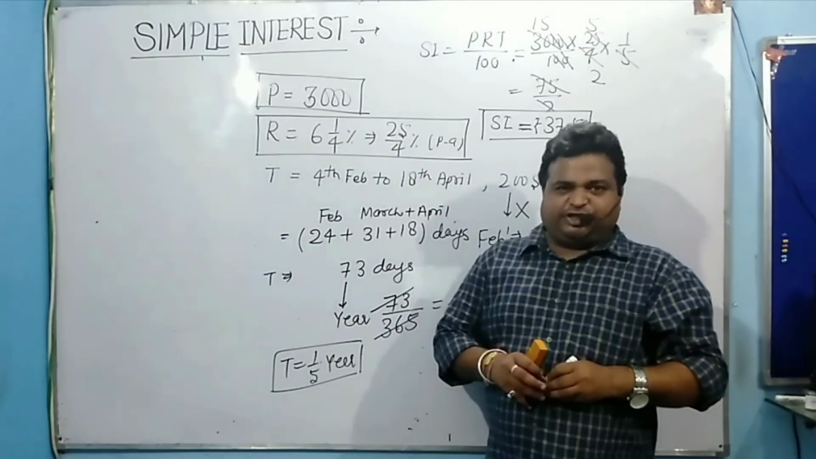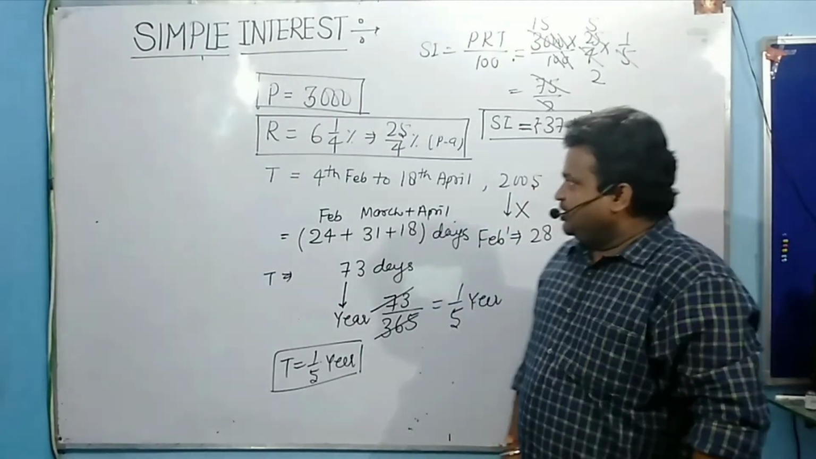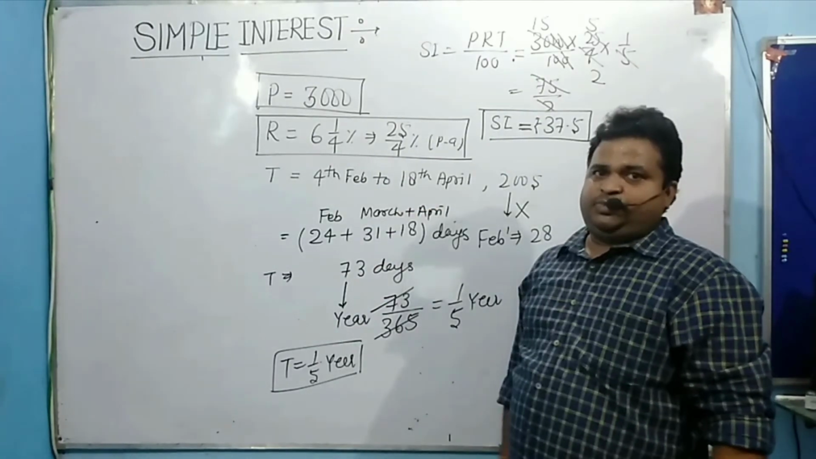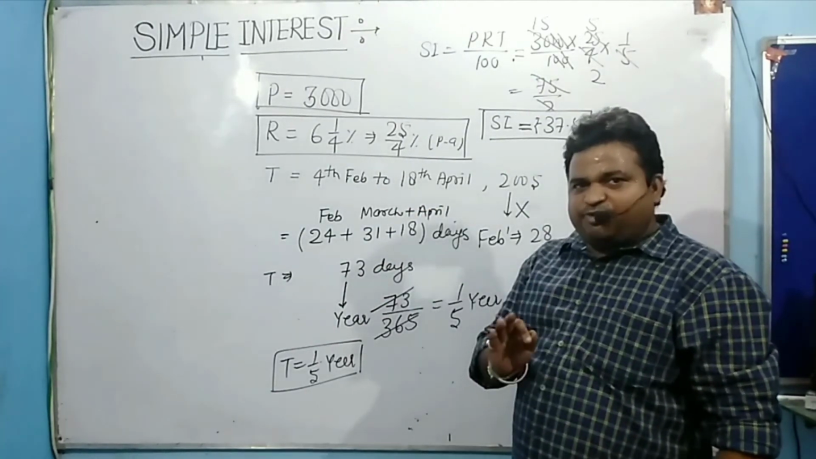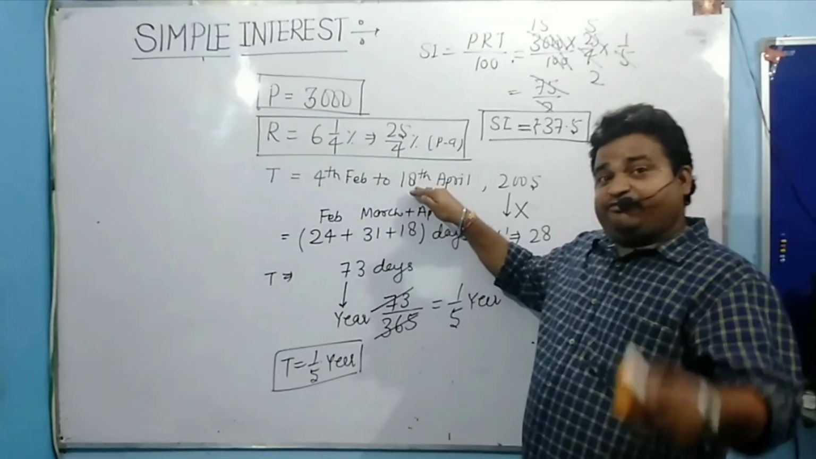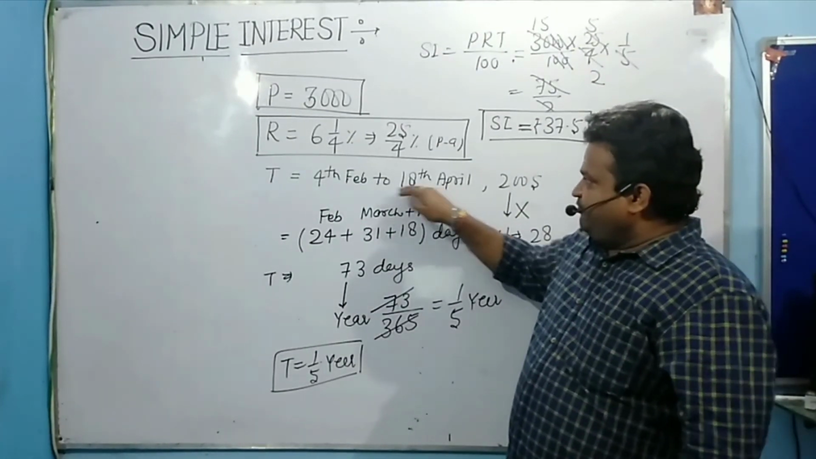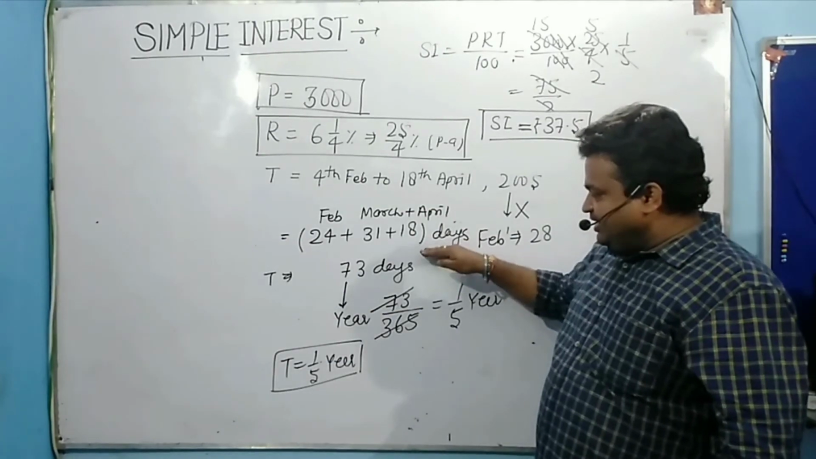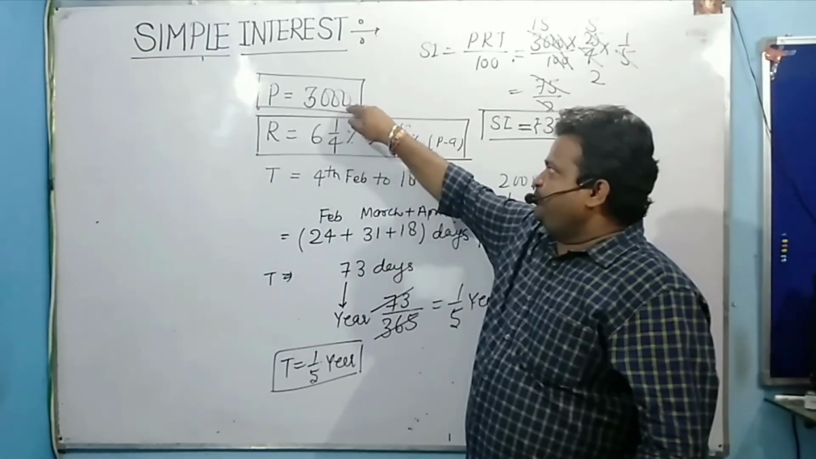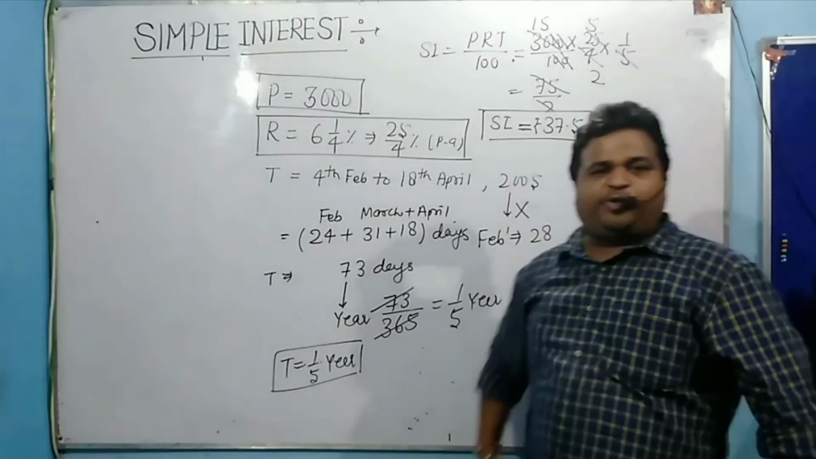So the beauty of this question was the time is given in the form of days. The concept was the deposit date will not count, but the withdrawal date will count. First you convert into number of days and then days into years. Then rate is given to you, P is given to you. So you can simply apply the formula, and you will get the answer.